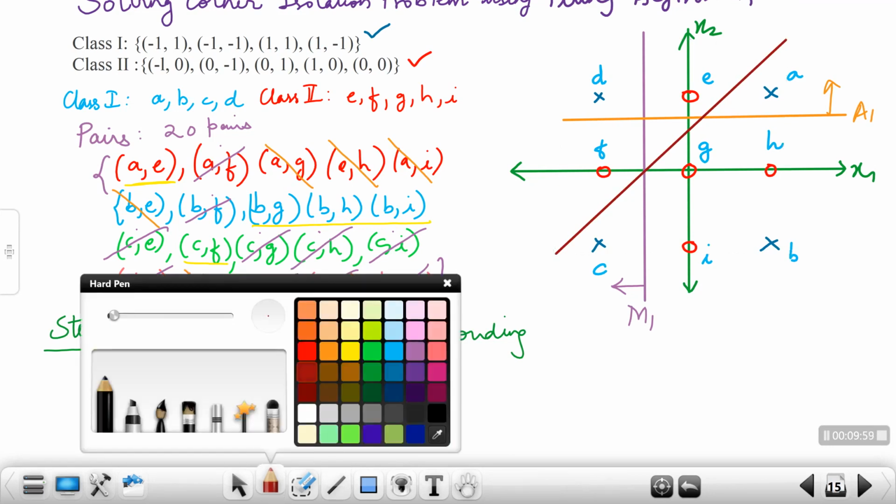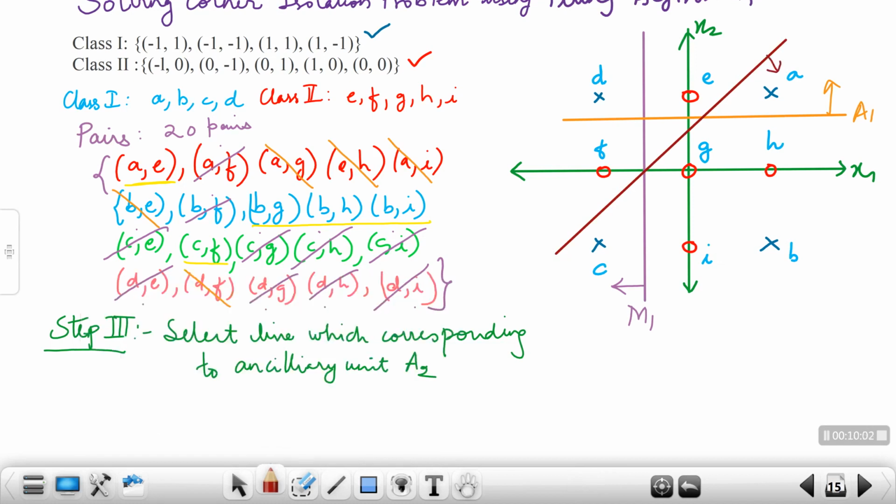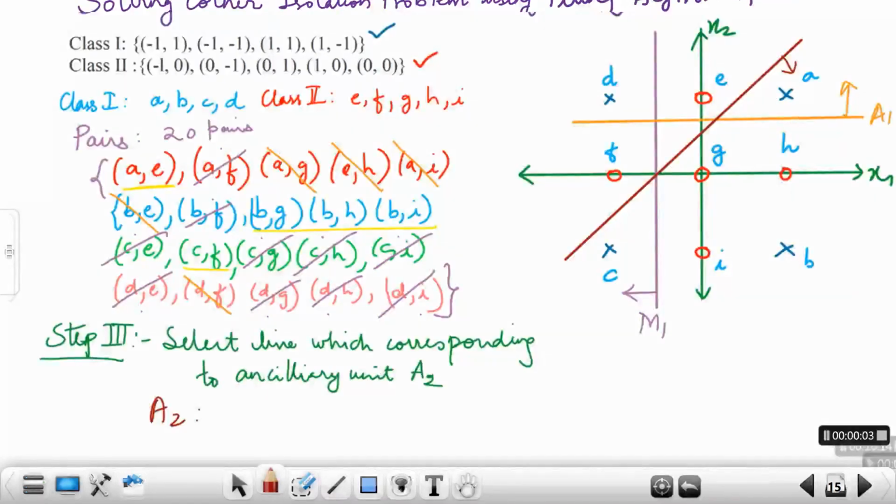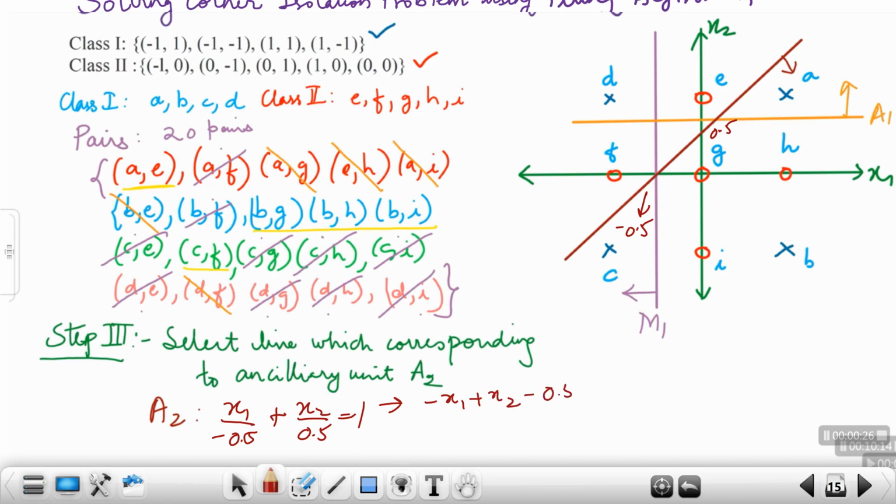So I take a direction such that A and E and C and F will get separated. I can take the equation of this line as x1 upon minus 0.5 plus x2 upon 0.5 is equal to 1. So this point is minus 0.5 and this is 0.5 here. So I can write this equation as minus x1 plus x2 minus 0.5 is equal to 0.